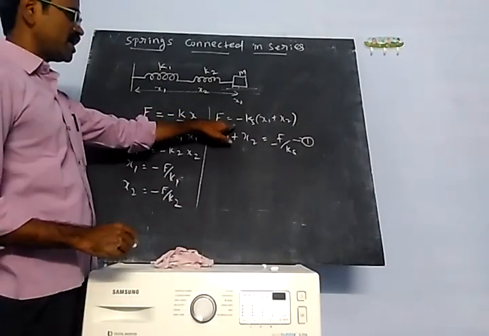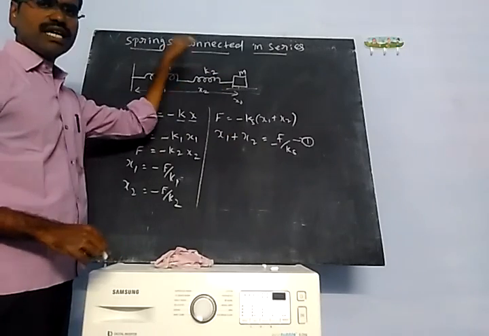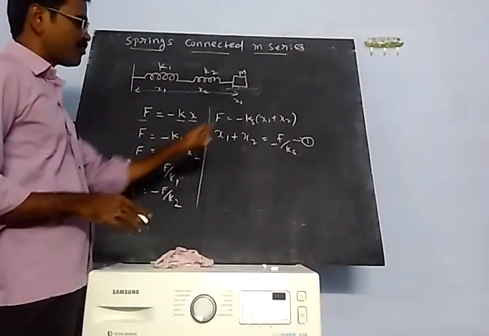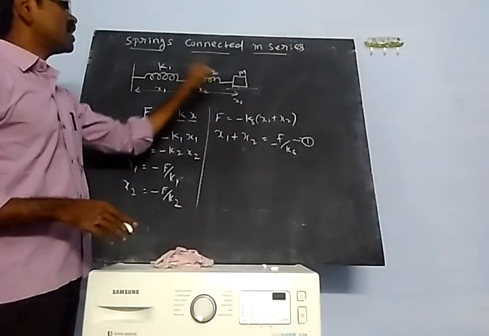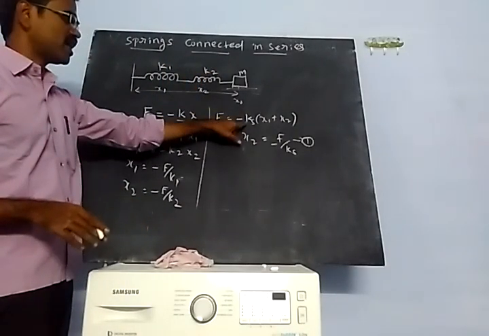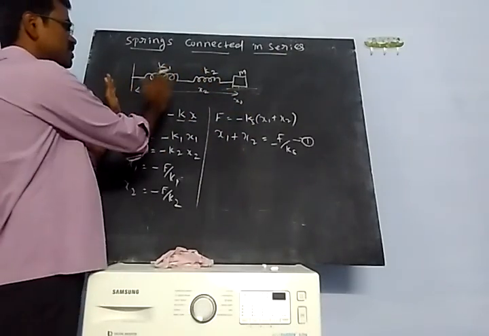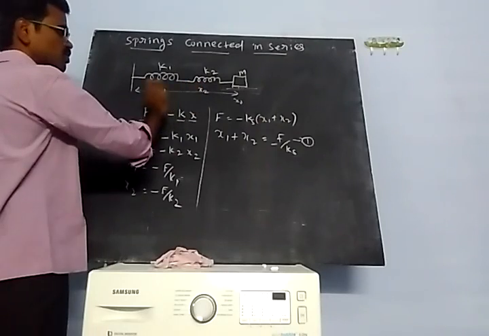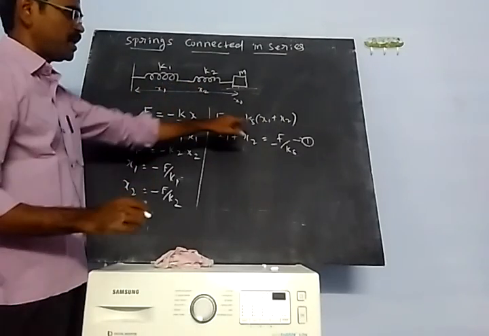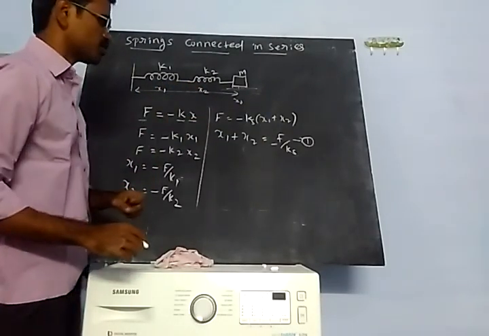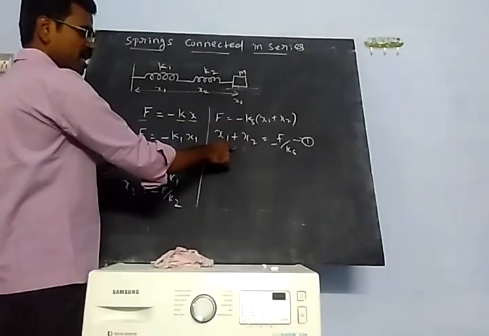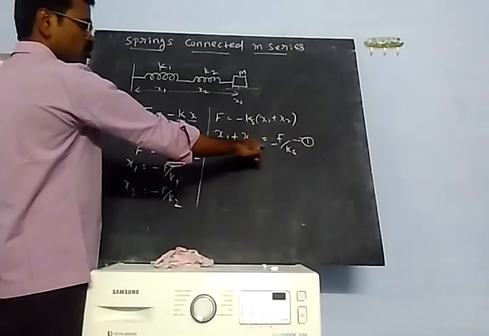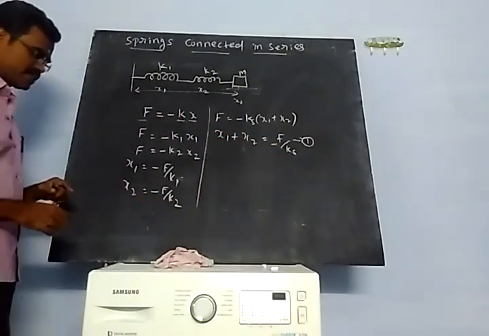Okay, so this is the net force acting on the system. Net force acting on that springs connected in series system. So ks represents the springs connected in series. Each spring has a different displacement, so x1 plus x2, you can sum up these two displacements. Rearranging that equation, we can get x1 plus x2 is equal to minus f by ks.